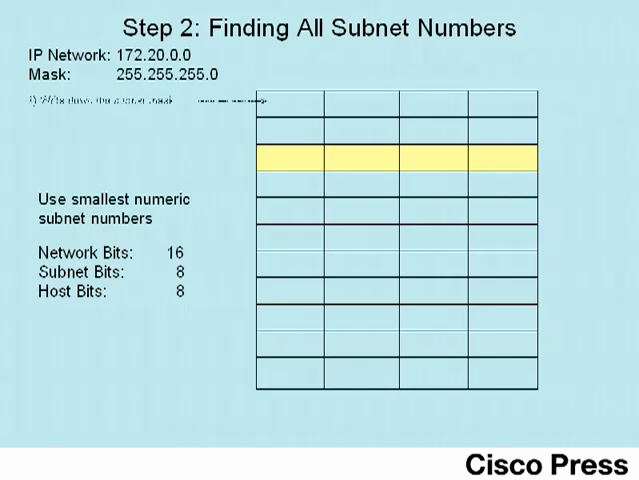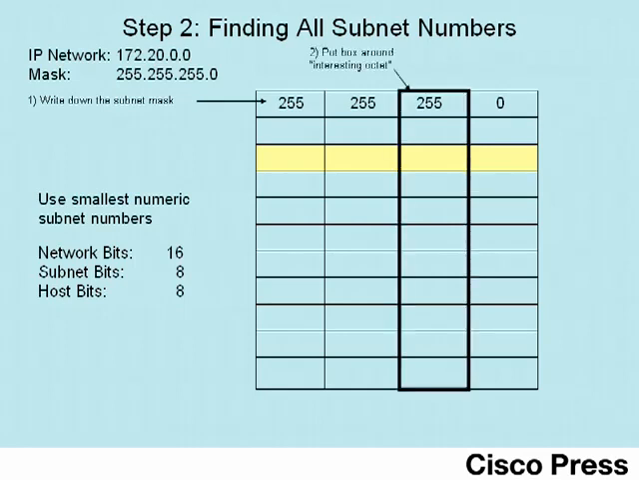First, we write down the subnet mask in the first row of this table. Then we put a box around the interesting octet. That's the octet that contains the entire subnet field, in this case all of the third octet. Then we calculate the magic number, which is always calculated as 256 minus the mask's value inside that rectangle. So we get 256 minus 255, or 1. So the magic number will be 1 in this case.